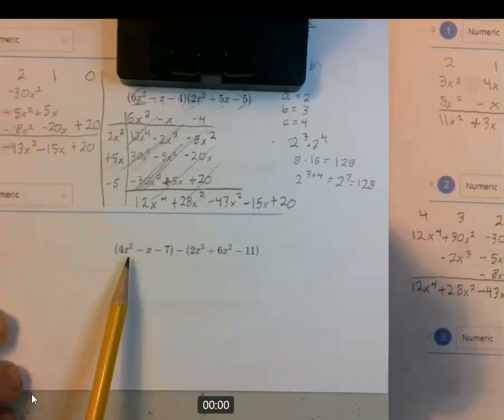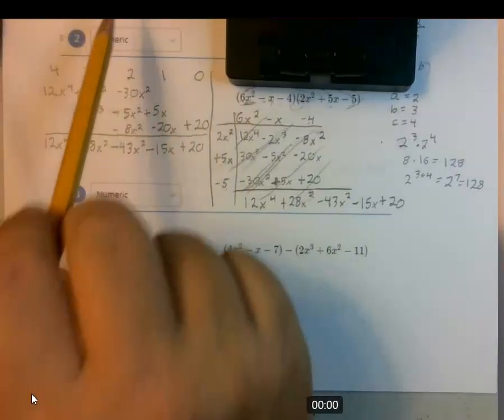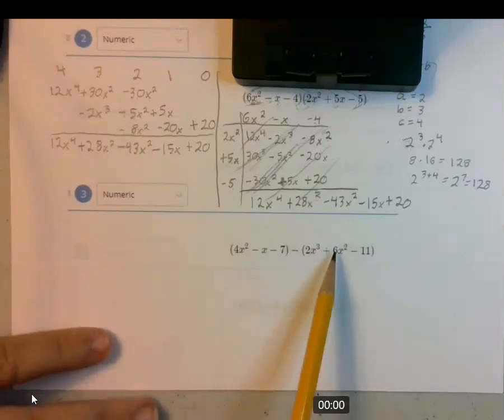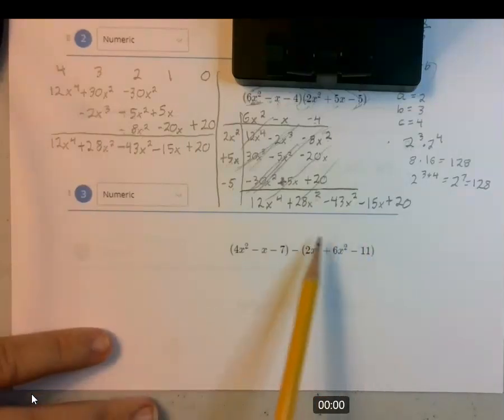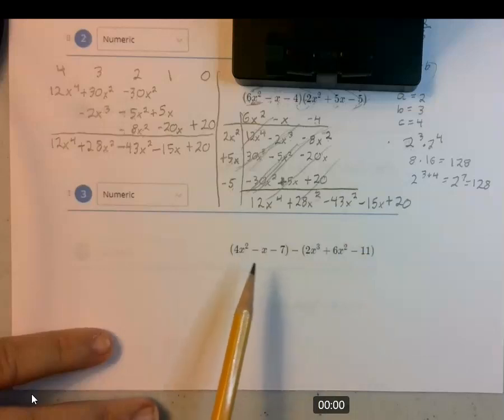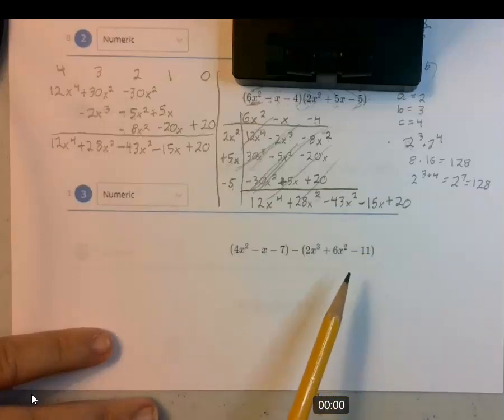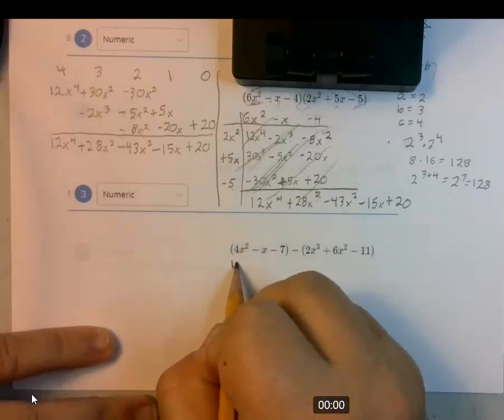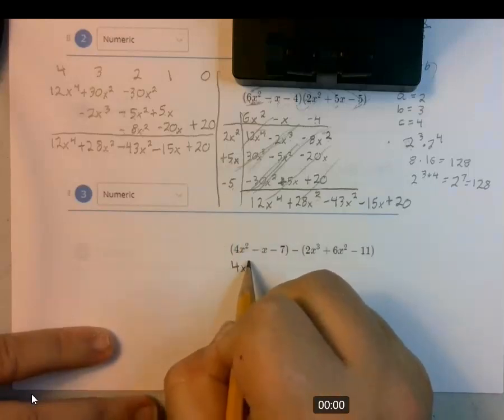Okay, here's a subtraction. The first one was an addition. This is a subtraction. The way you deal with this is you've got a minus sign out in front of this polynomial here. So what you're going to do is get everything out of the parentheses. So this whole polynomial you can take out right away. It's the same as just saying this.